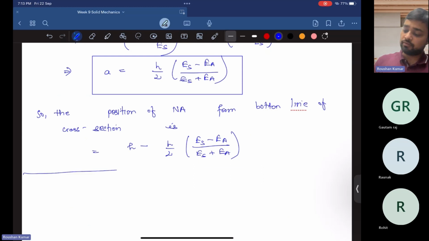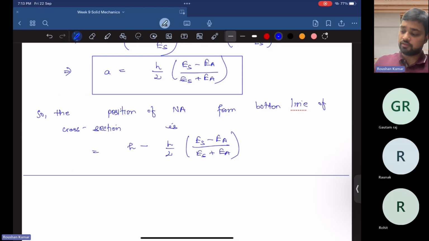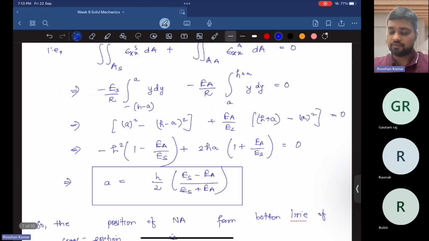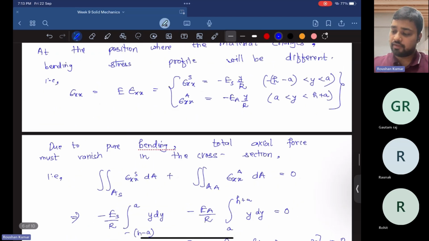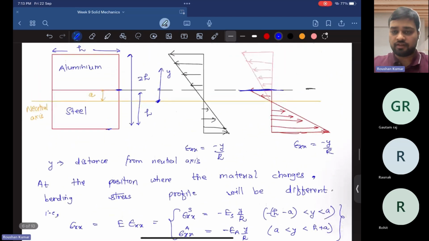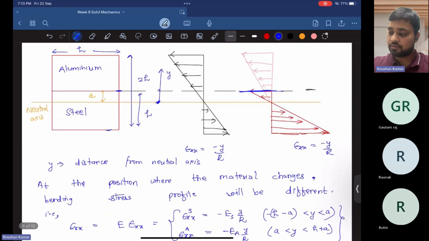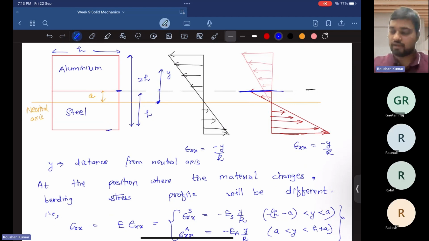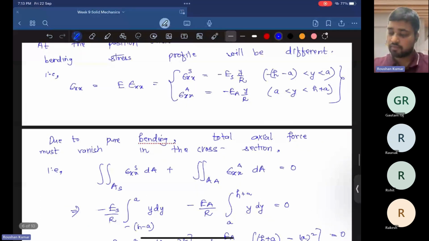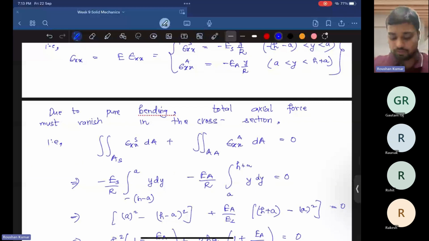So this is the problem number 2. Here we have to find the location of neutral axis, given that we have a composite beam made of aluminum and steel, and we are using the concept that at the cross section, in a case of pure bending, axial force must vanish, and using that equilibrium condition we can find the location of the neutral axis, which here is the unknown A. So this is problem number 2.